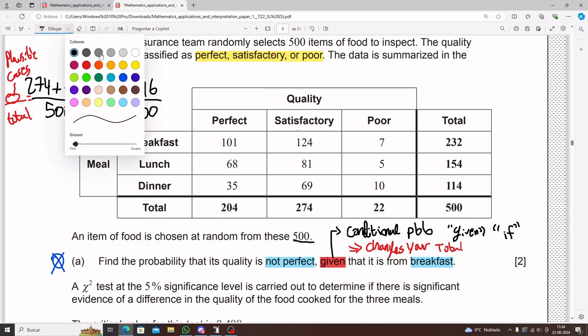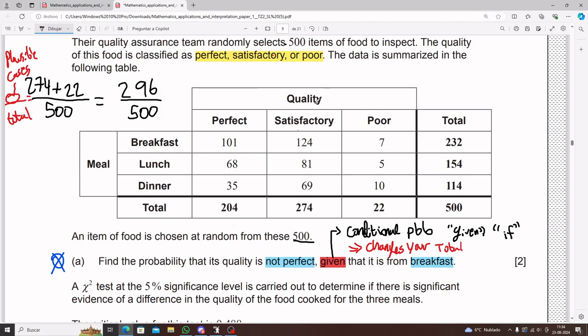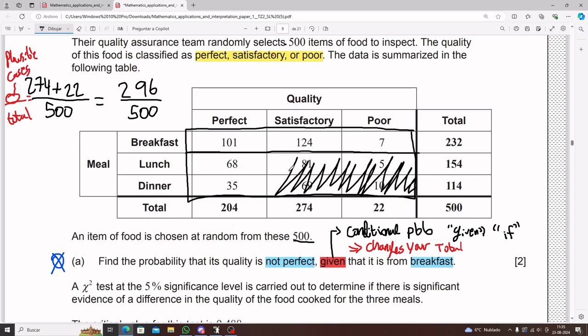For the first version that I showed you, you're picking from any of these. Now, given that it is from breakfast, you are only picking from breakfast. So suddenly, you don't care about this. The only set of data that you actually care about is this rectangle that I'm putting now in pink. This is your new total. That's the first thing I'm going to mention.